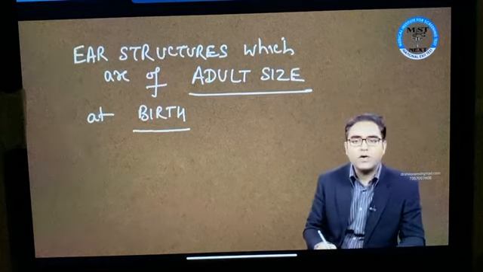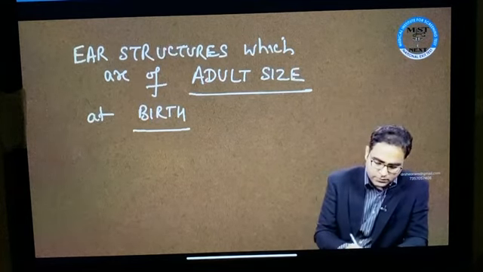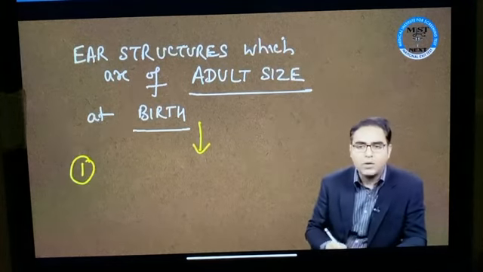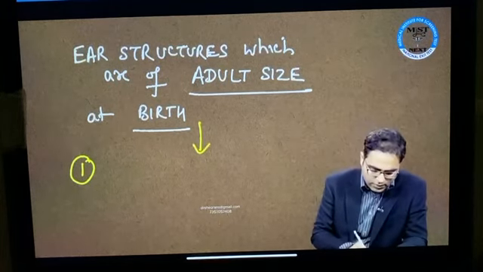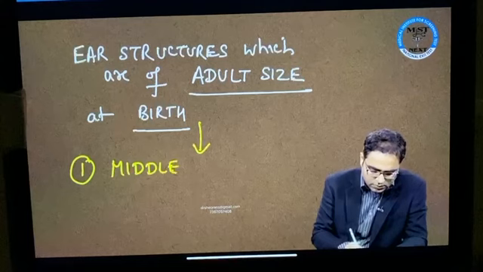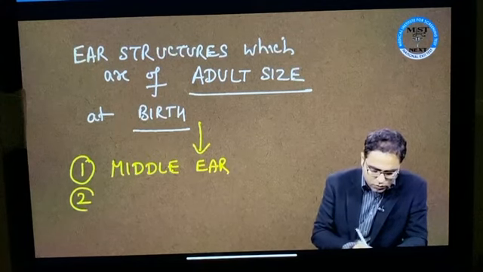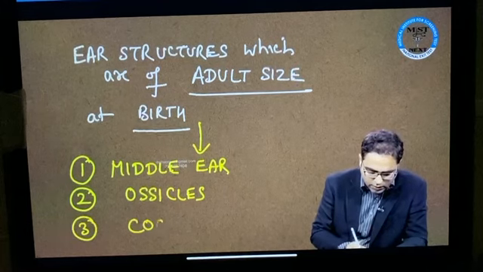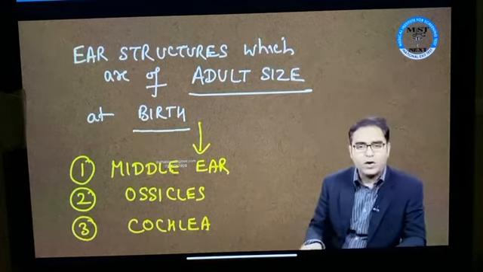Ear structures which are of adult size at birth. Which are the structures of adult size at birth? Number one is middle ear. Number two, ossicles. Number three, cochlea. This can be asked from you in the viva or the multiple choice question.